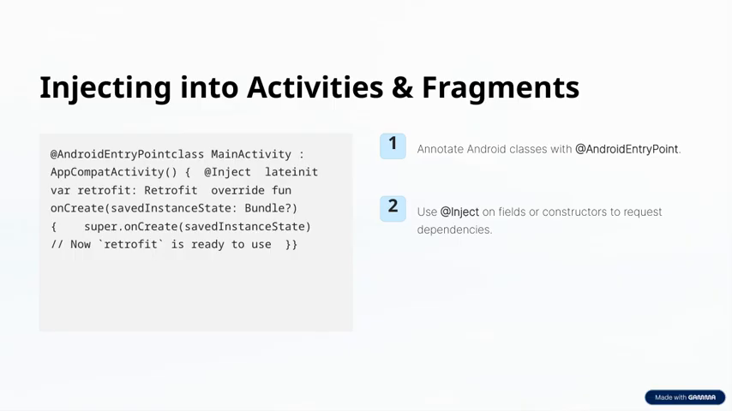Next, within these classes, you can request dependencies by using @Inject on fields or constructors. In the example, we have a lateinit var retrofit, which is marked with @Inject. This way, Hilt will handle providing the Retrofit instance when the activity is created. When the onCreate method runs, the retrofit variable is already initialized and ready to use, simplifying your setup process.